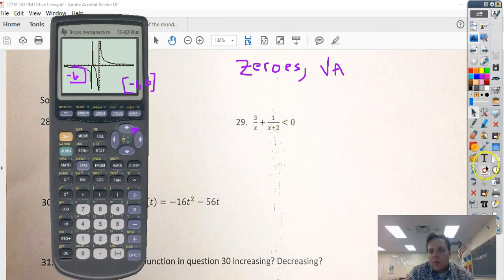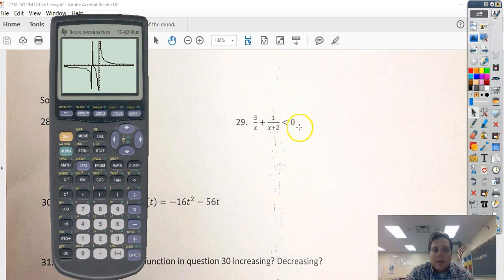So, let me erase that stuff. It wants to know where is y negative. So what are the x values that produce negative y values? Well, I'm negative here, and I'm negative here. So what is the set of all these x values, and then what's the set of all these x values? Well, the set of all these x values is clearly negative infinity to this number. So what we need to do is figure out what this number is.